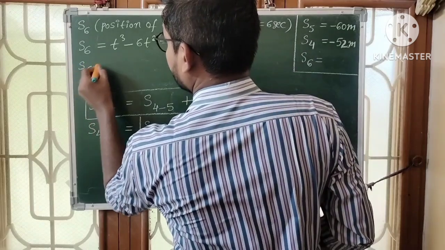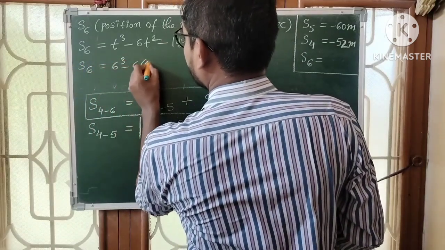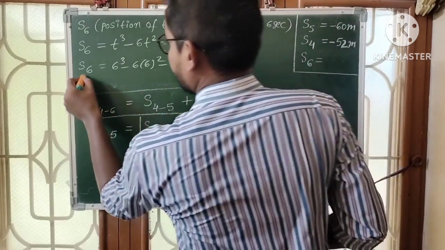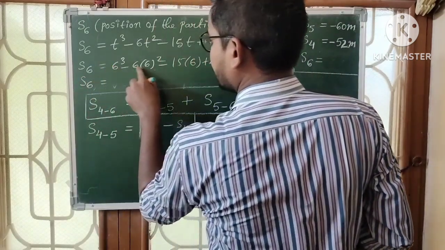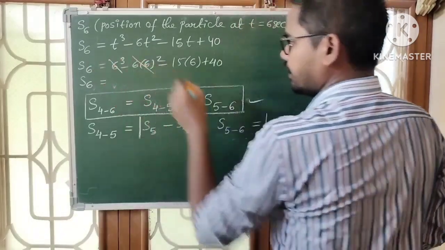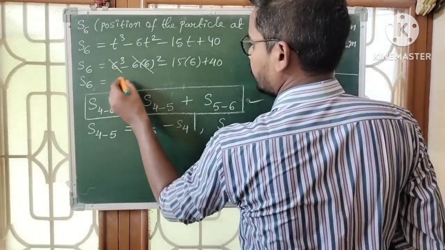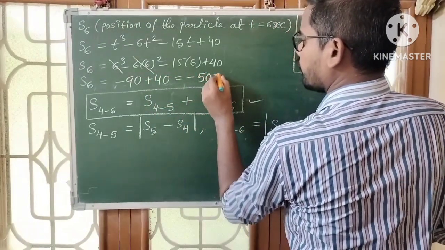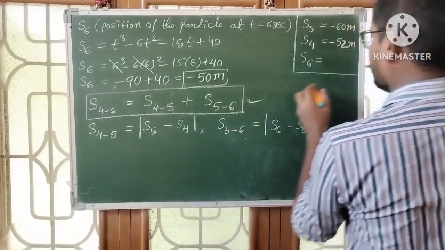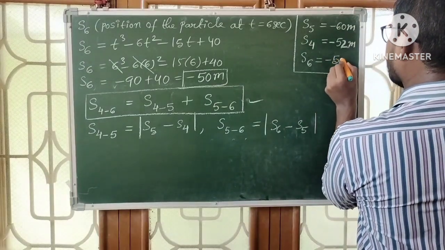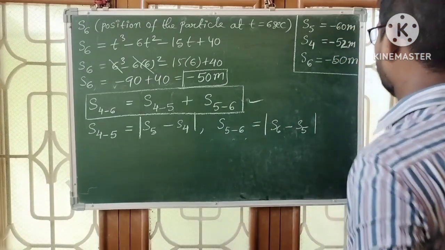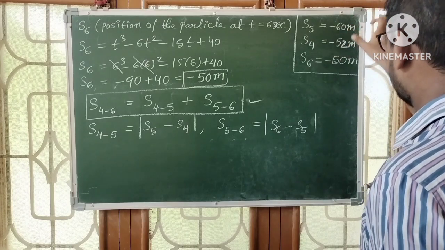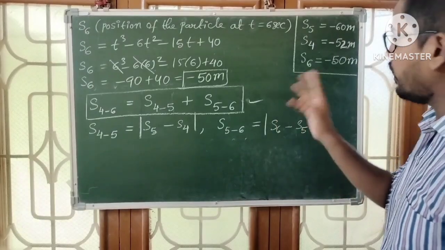Put t is equal to 6. 6 cube minus 6 into 6 square minus 15 into 6 plus 40. Let us simplify this. 6 into 6 square is 6 cube, so 6 cube minus 6 cube cancels, minus 15 into 6 is 90, plus 40, minus 50. Therefore S6 is equal to how much? The position of the particle at 6 seconds is minus 50 meters. So in all cases here the negative sign represents that the particle is to the left of the origin.